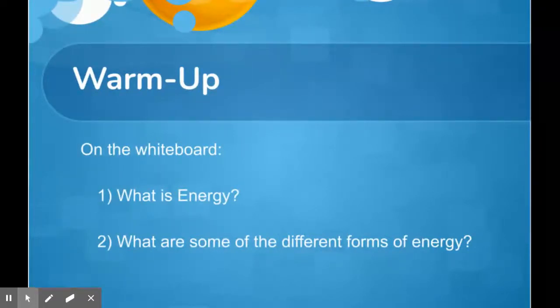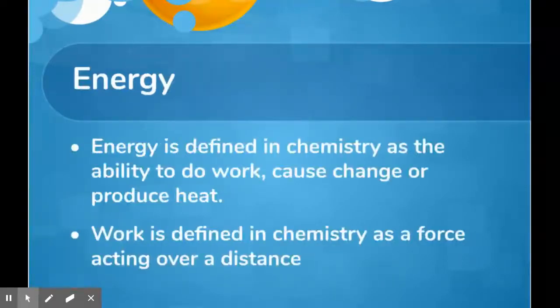Now, most students can usually come up with a couple of different forms of energy, but the definition of energy is where we struggle. So I'm going to give you the definition that we will use for energy in this class. Energy is defined as the ability to do work, cause change, or produce heat. And work is defined in chemistry as a force acting over a distance.